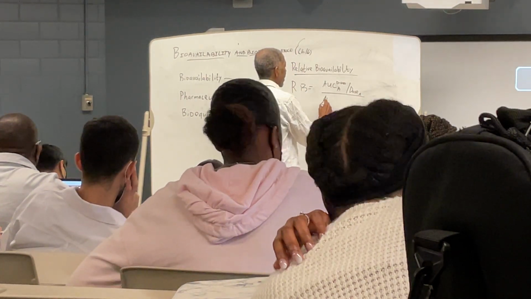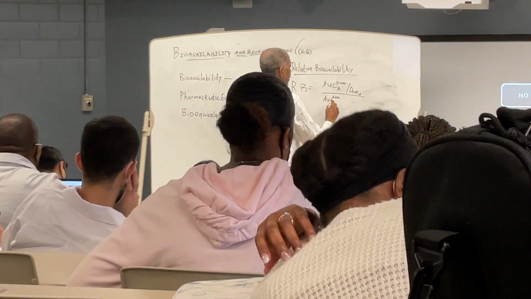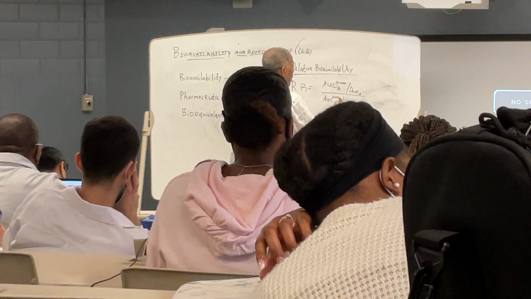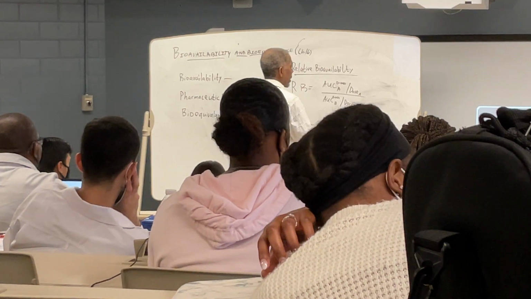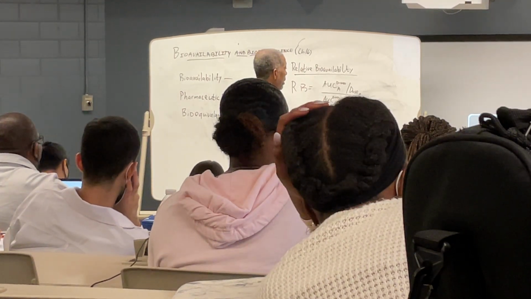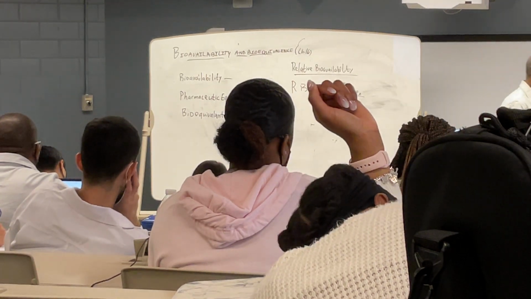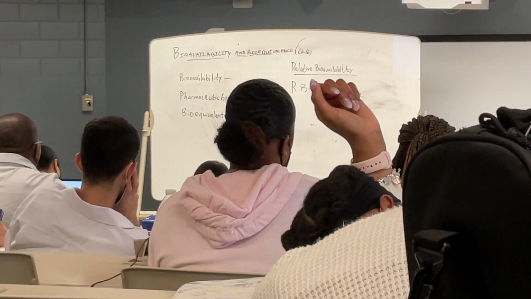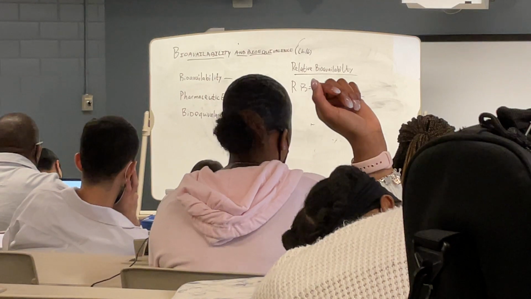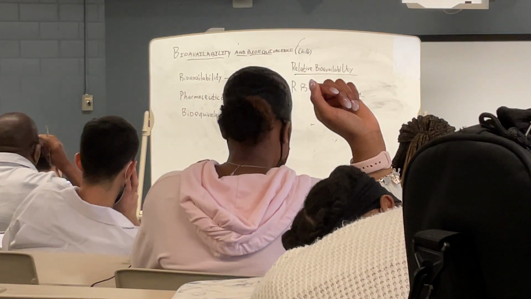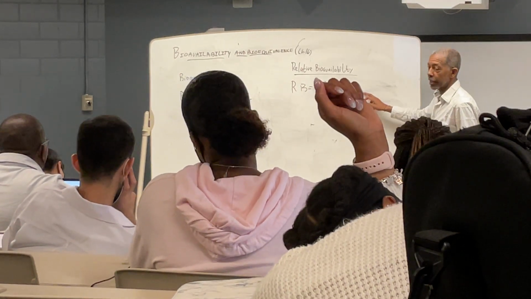Divided by the area under the curve from 0 to infinity for drug product B, divided by the dose administered for drug product B. Drug product A is the drug product that's being tested. Remember we said that the relative bioavailability is the availability of the drug product compared to the recognized standard. So the drug product A is the product that's being tested.